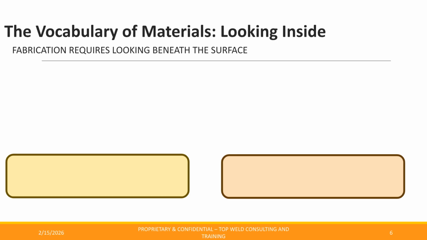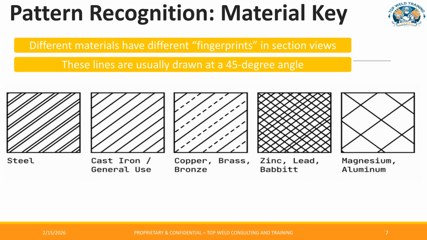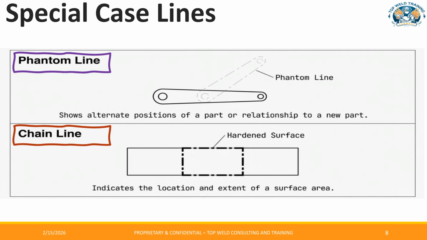Fabrication often requires looking beneath the surface. Cutting plane lines indicate where a cross-section is taken, while section lines define the material surface exposed by that cut. Different materials have unique patterns or fingerprints in section views. These lines are typically drawn at a 45-degree angle to help identify the material type. We also use special case lines. A phantom line indicates alternate positions or relationships to other parts, while a chain line shows the specific location and extent of a surface area.